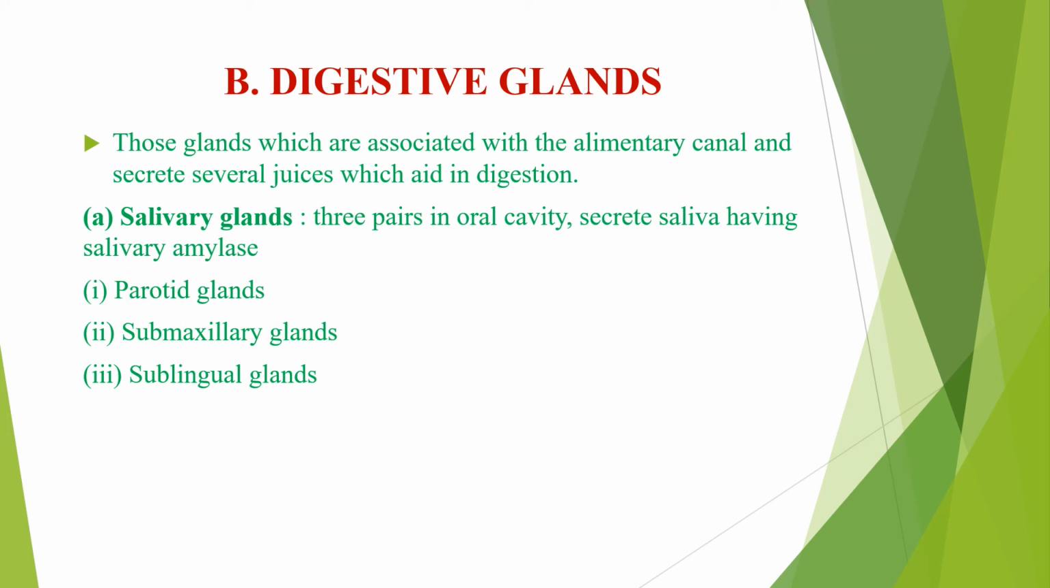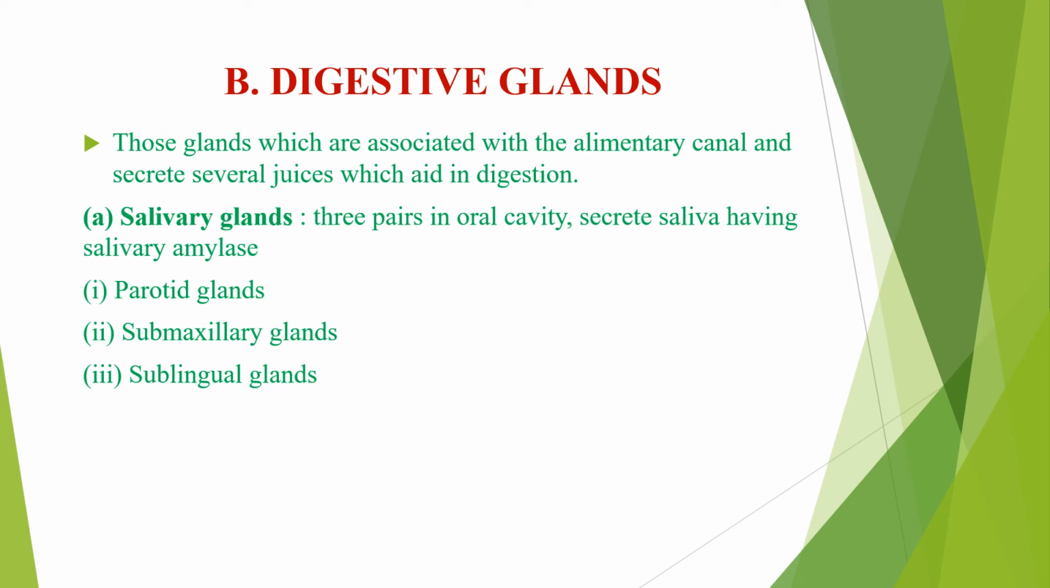Next, we will discuss digestive glands present in the rat. These glands are associated with the alimentary canal, and different types of digestive juices are secreted by these glands, जिनकी वजह से digestion में help मिलती है. तो वो कौन कौन से glands present हैं rat में?